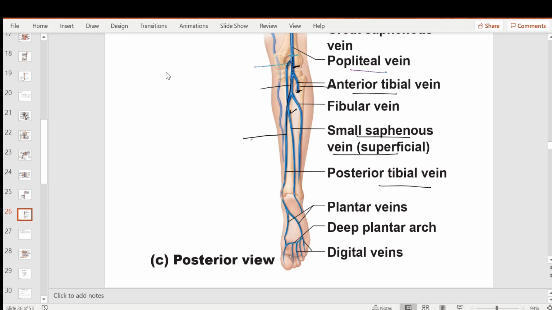Okay, and the posterior tibial goes to the sole of the foot, the plantar surface of the foot, and it divides into two plantar veins. You know the sole of the foot is the plantar surface, so two plantar veins, and then the two plantar veins join to form the deep plantar arch. Okay, and from the deep plantar arch we get the digital veins. So digital veins are the tributaries of the deep plantar arch.